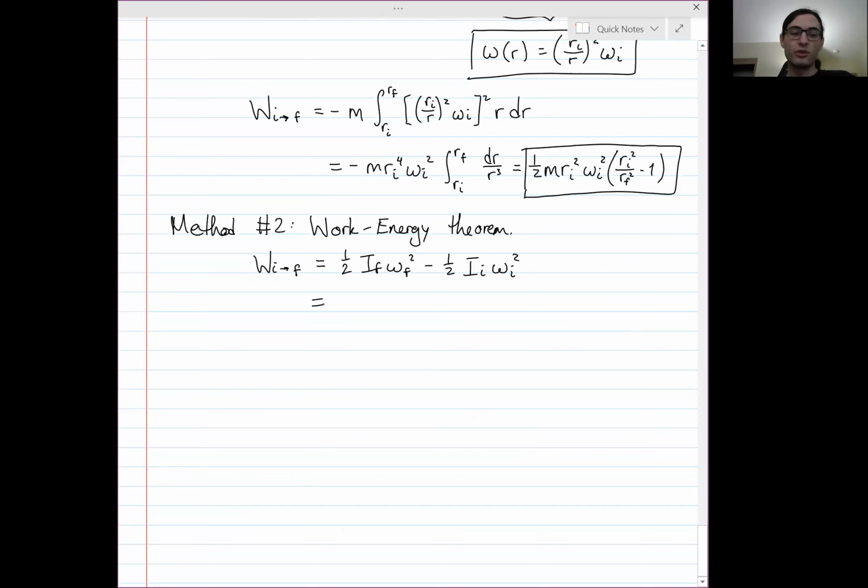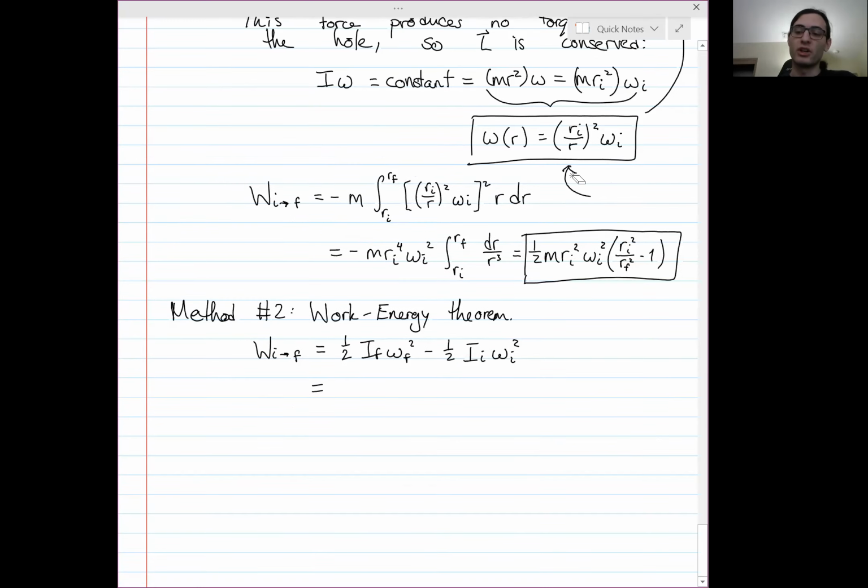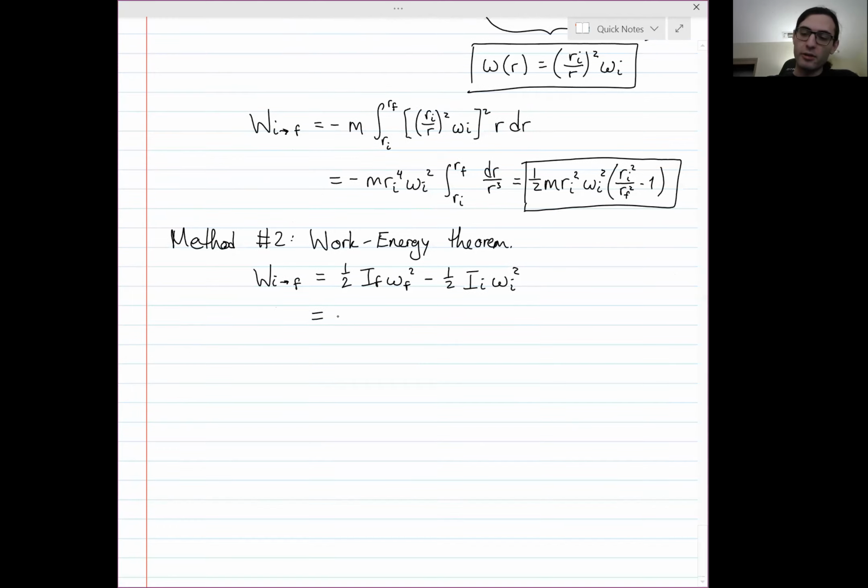So what we can do is substitute Rf into this formula, and that's what we're going to do. So this is 1/2. Well, what's the moment of inertia in the final configuration? It's just m times Rf squared, just a point mass some distance from the pivot, times omega_F squared, minus 1/2 Ri squared times omega_I squared. So far, so good. And now we're going to substitute in omega sub F.